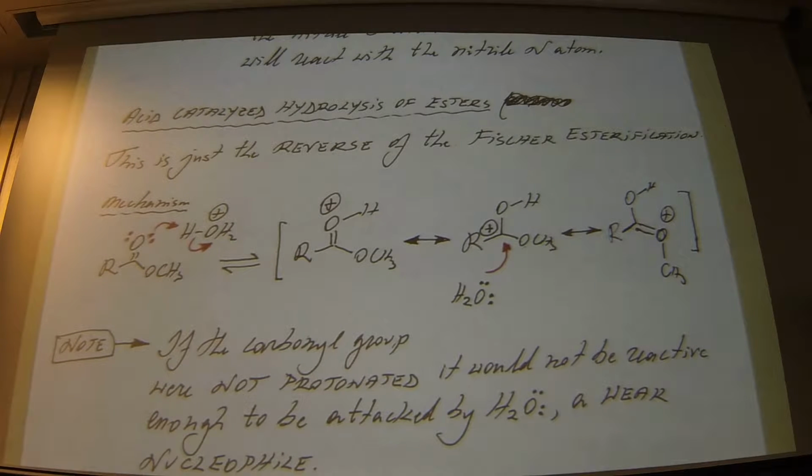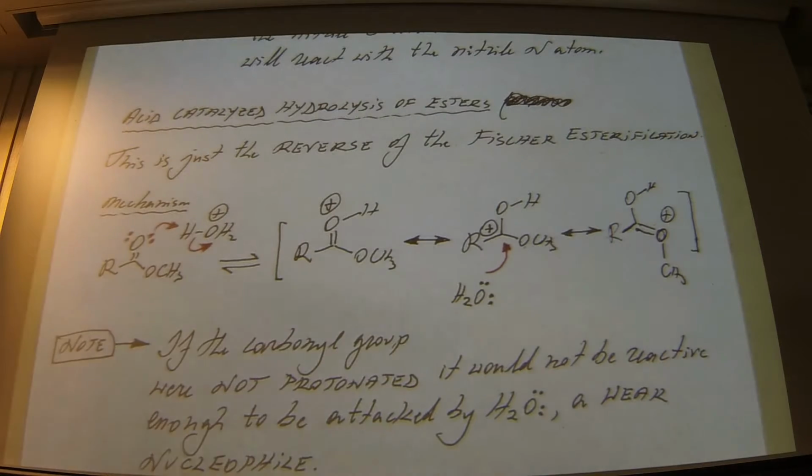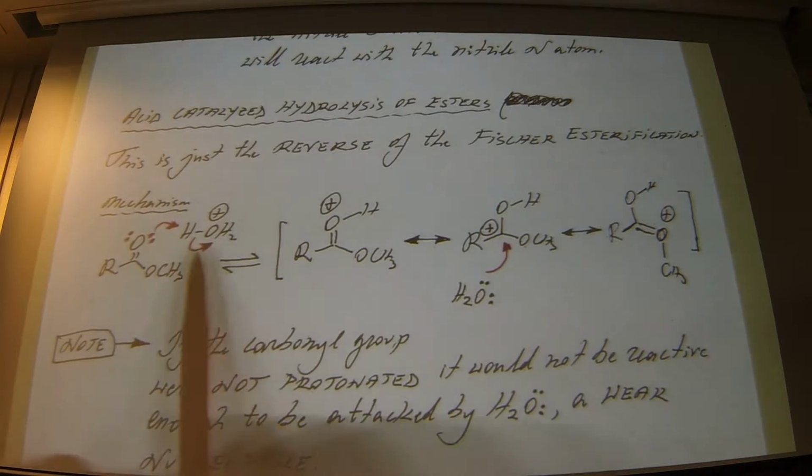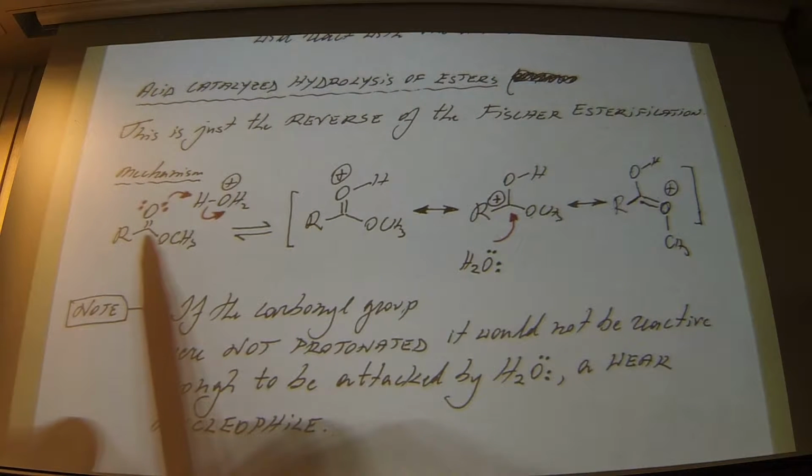And so either we had to use big excesses of alcohol, or we had to remove water from the equilibrium, or very often we do both. But we needed to use Le Chatelier's principle to push the equilibrium. Well, it's an equilibrium, so that means we can push the equilibrium the other way too. And so instead of removing water the way we did for the Fischer esterification, here we add lots of it. And this is an acid catalyzed reaction.